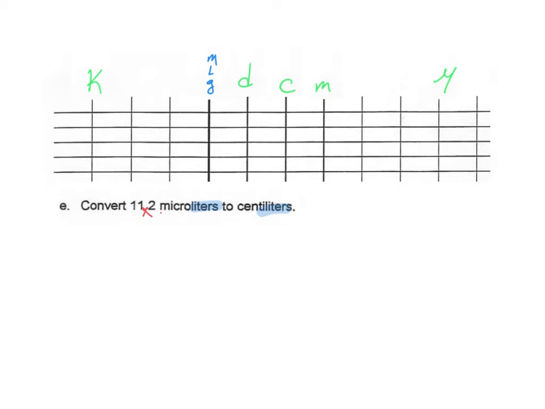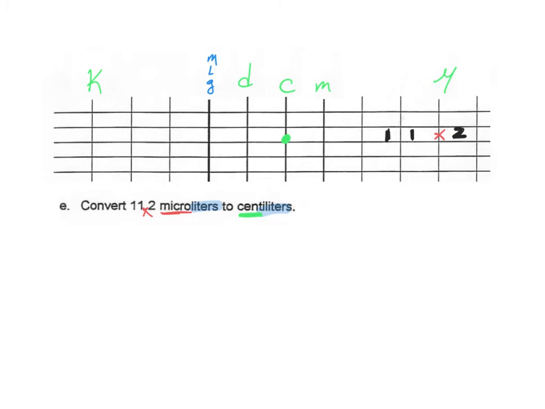That's correct. It should go on the microliter line. We're going to put the 11 in front and the 0.2. The 2 comes after the red X. And then we're going to put in where we're headed to, and we're looking for the answer in centiliters. So which line do we put that on? Hopefully you picked centi. Put our green dot on the centi line.